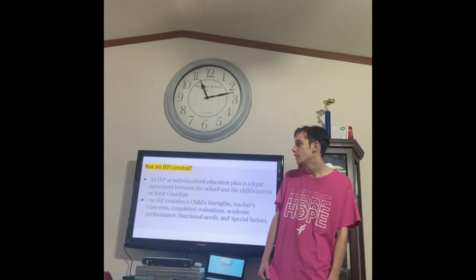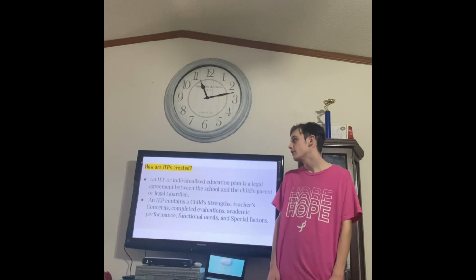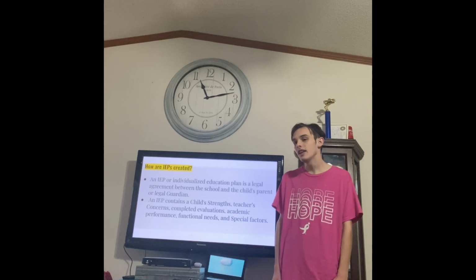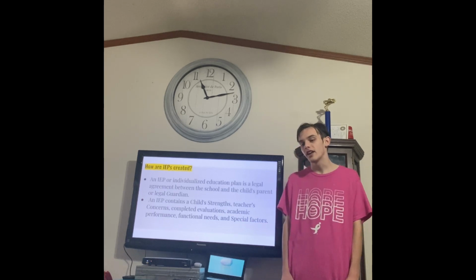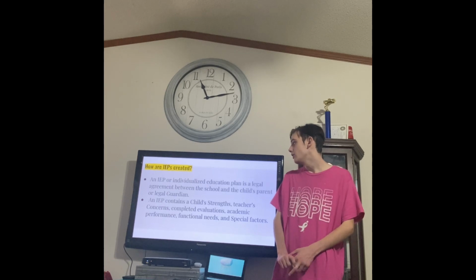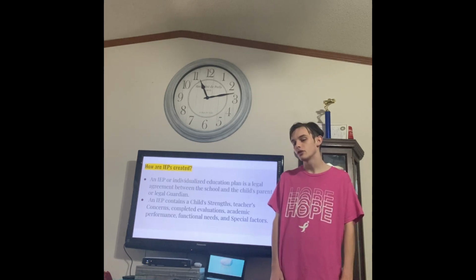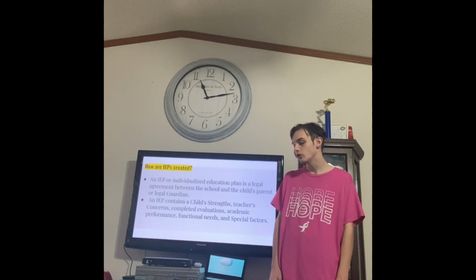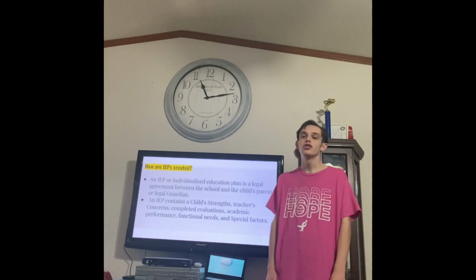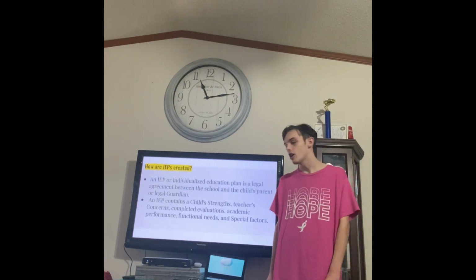An IEP, or an Individualized Education Plan, is a legal agreement between the school and the child's parent or legal guardian. An IEP contains several different sections. These sections are a child's strengths, teacher's concerns, any completed evaluations a teacher or school administrator or anyone else may have completed on your child, the academic performance of your child, functional needs that your child may have, and any special factors your child may have.